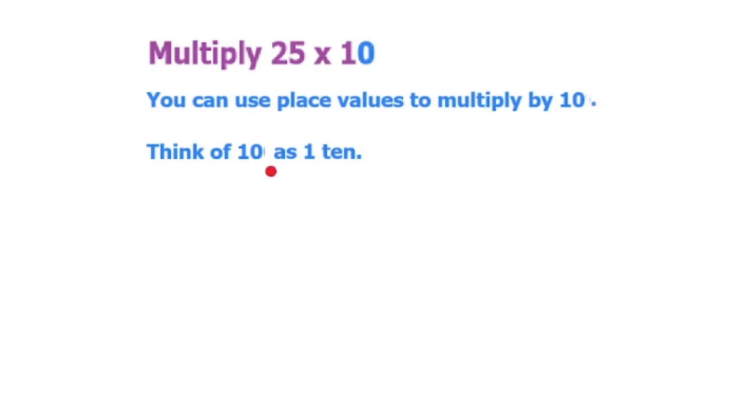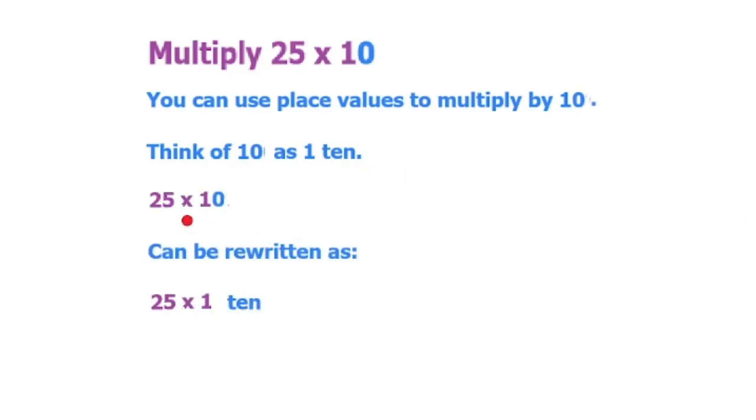So think of 10 as 1 ten. So in place value, we talk about tens, hundreds, thousands. In this case, we're talking about tens. So you can replace the number 10 with the words 1 ten. So then we can rewrite this. 25 times 10 can be rewritten as 25 times 1 ten.